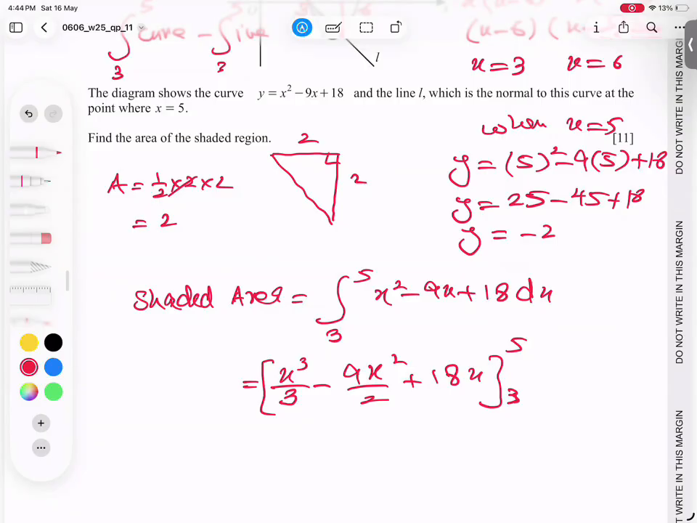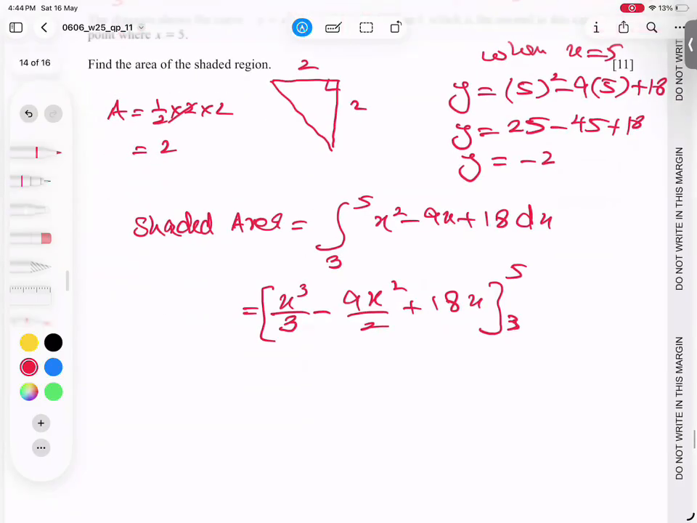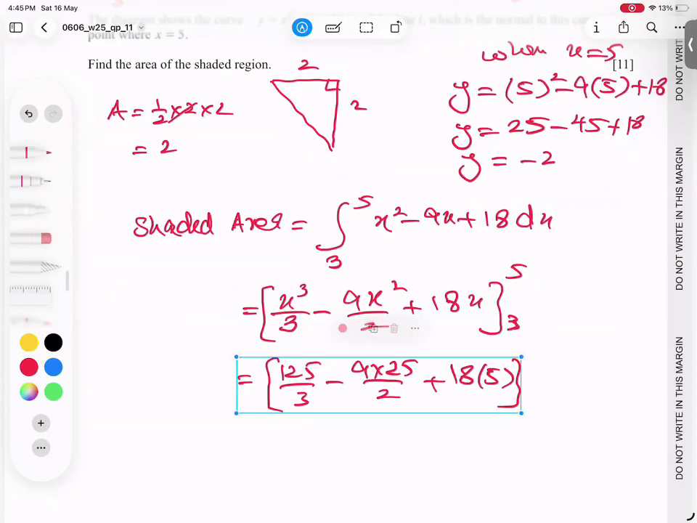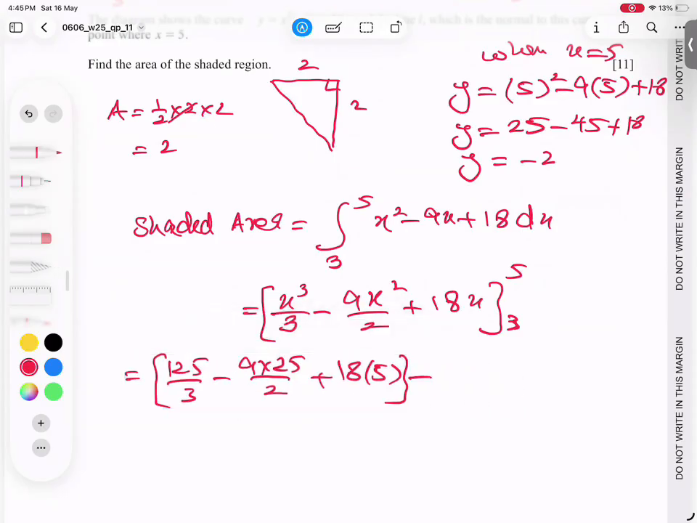And to get the answer of this one, I have to integrate and plug in the values. First, I plug in 5, I get 125 by 3, 9 times 25 over 2, 18 times 5. Upper limit done. And now I'm going to plug in the lower limit. Minus.